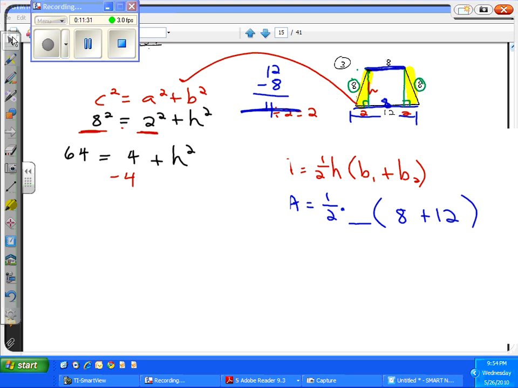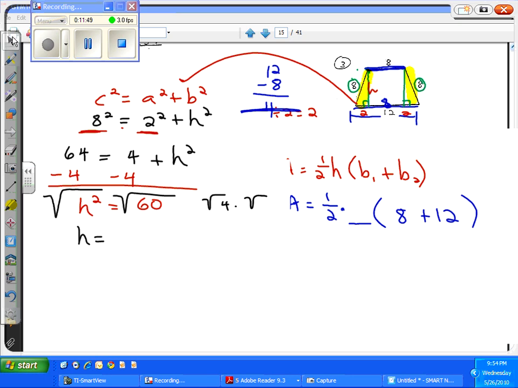So 8 squared is 64, which is equal to 2 squared, which is 4, plus height squared. We're now going to undo addition by subtraction. We get height squared equals 60. We get rid of the square with the square root, and we get height equals square root 60. Now that's square root 4 times square root 15. Square root 4 is 2, so you get 2 square root 15.